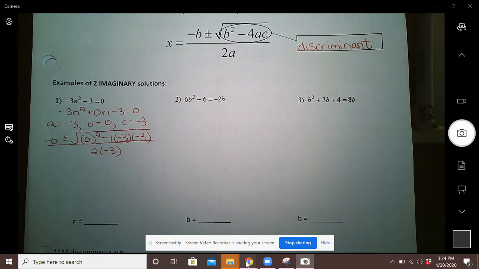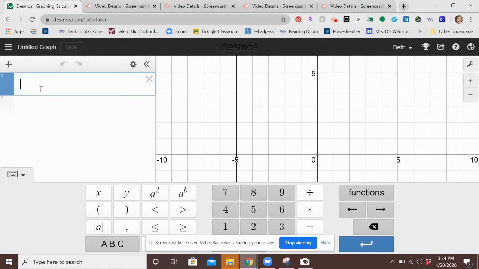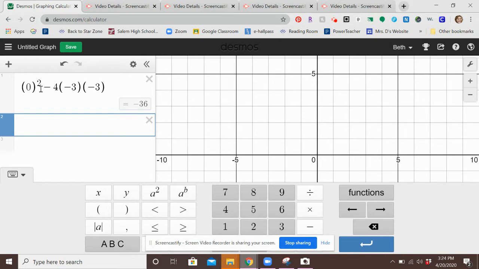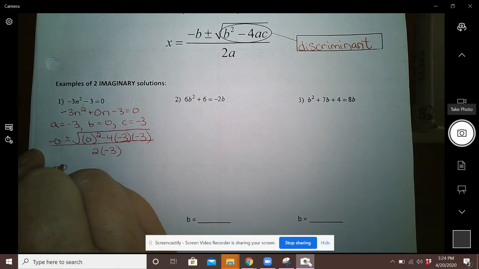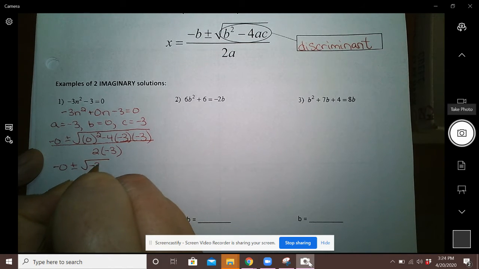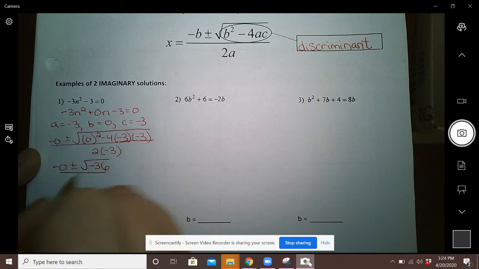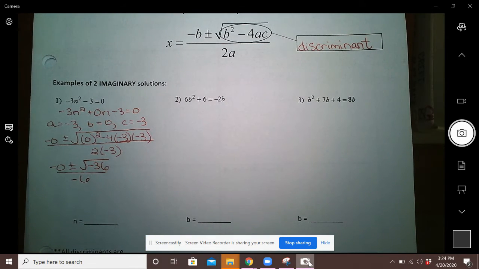I'm headed over to Desmos to figure out this discriminant. 0 squared minus 4 times -3 times -3 is -36. I hope you anticipated a negative here. -36 as our discriminant. Two times -3 is -6 in the denominator. Okay, so this is a pretty big deal.